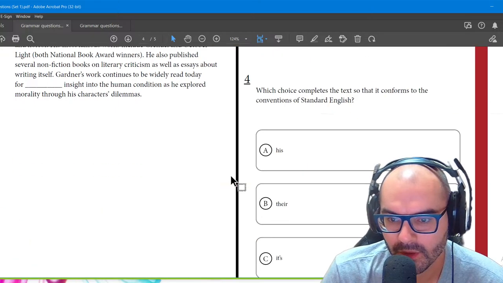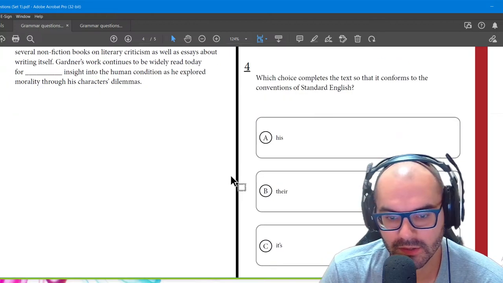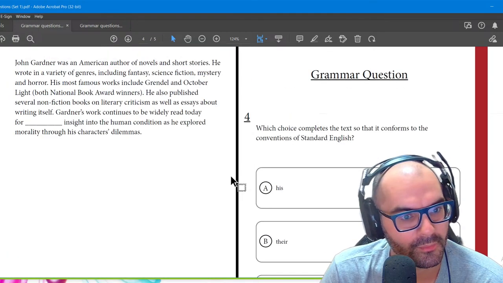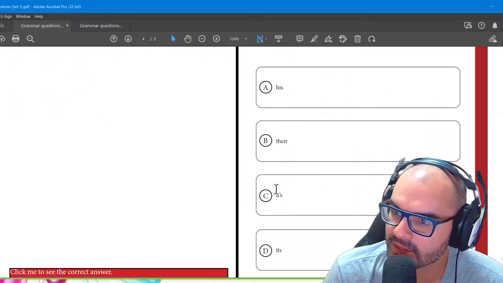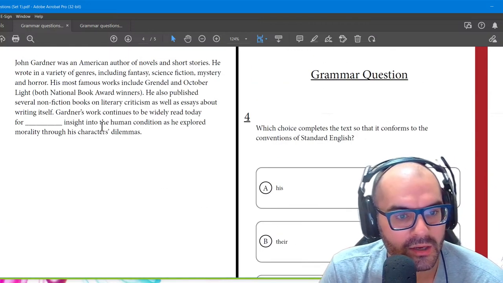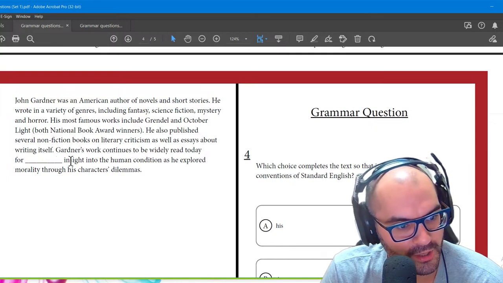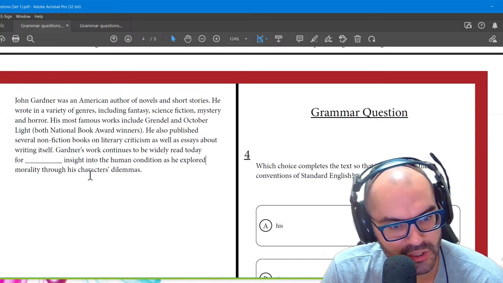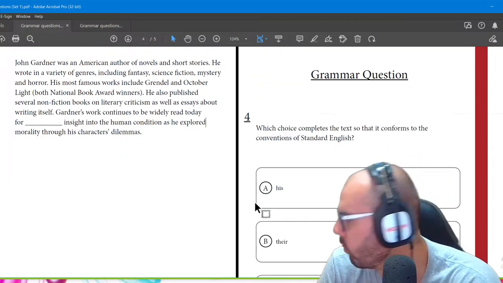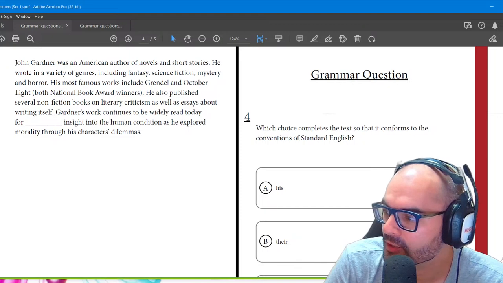Moving on. Okay. Possessives. So this is pretty straightforward here. We're just going to choose the right possessive adjective for the situation. So we're talking about John Gardner. Gardner's work continues to be widely read today for blank insight into the human condition. Okay, so, sorry. We got a couple of different options here.